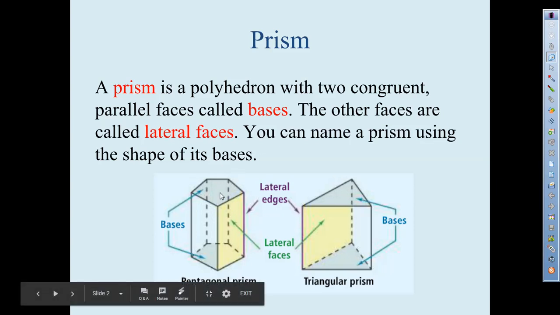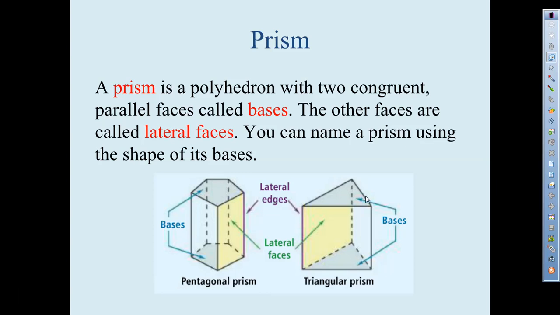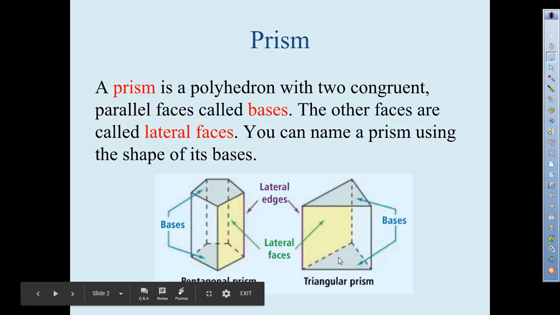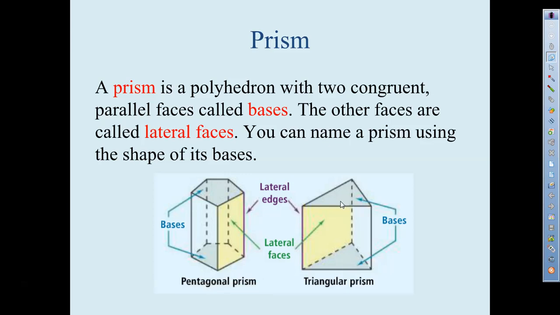Now we name our prisms by whatever the base is. So in this case here, our bases that are parallel are pentagons, so we call this a pentagonal prism. In this polyhedron over here, we have a triangle base, which means this is a triangular prism. So if the base was an octagon, it would be an octagonal prism.